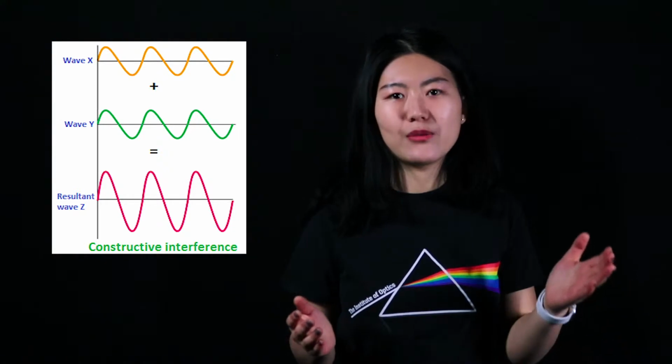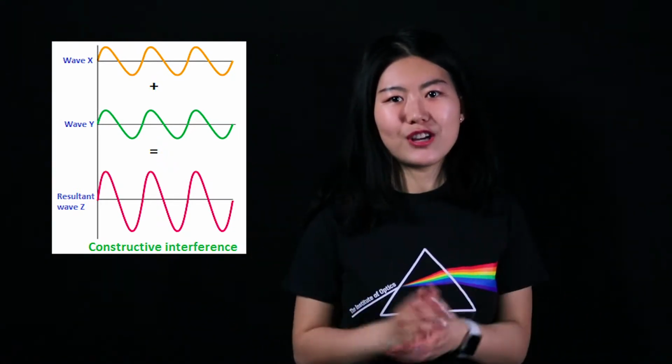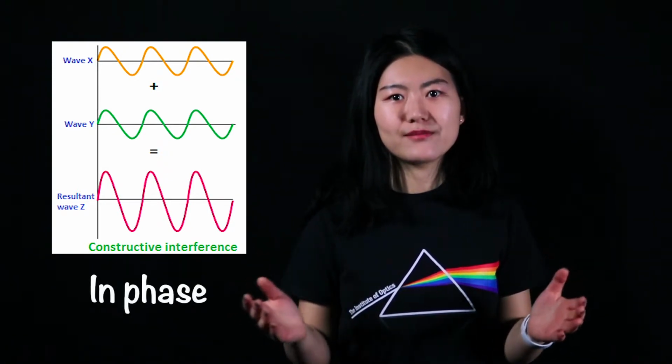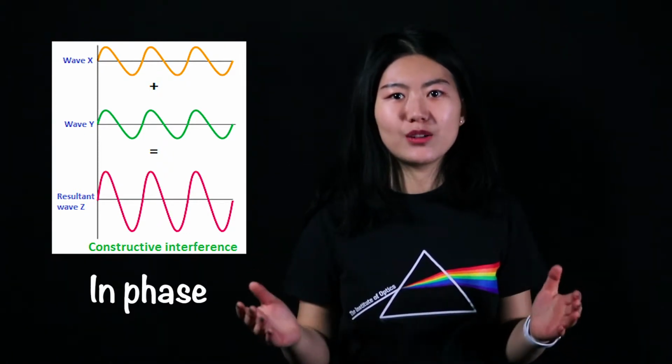Take a single wave. It has peaks and troughs. So when the peaks of the wave align with the peaks and the troughs align with the troughs, it is called constructive interference. It occurs when two waves are in phase. So the resulting wave will have larger amplitude than each single wave.